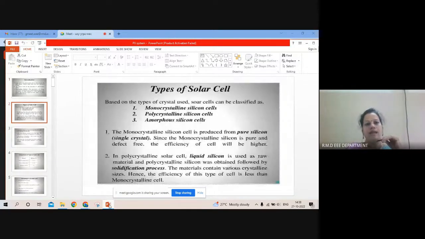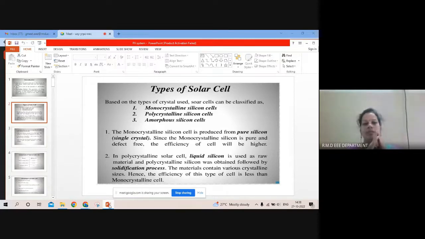So here we have types of solar cells based on the crystals used for constructing the cell, namely the monocrystalline silicon cell, polycrystalline silicon cell, and amorphous silicon cell. Coming to the monocrystalline silicon cell, this solar cell is constructed using silicon in its pure form, and it is defect free. Comparatively, the efficiency of this cell will be higher than the other two constructions.